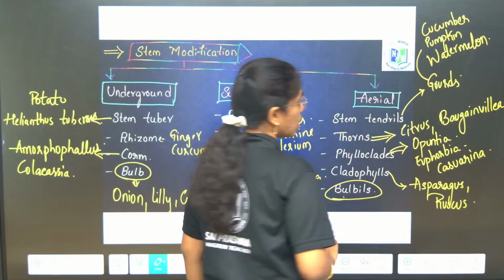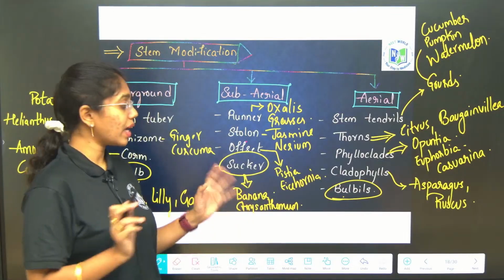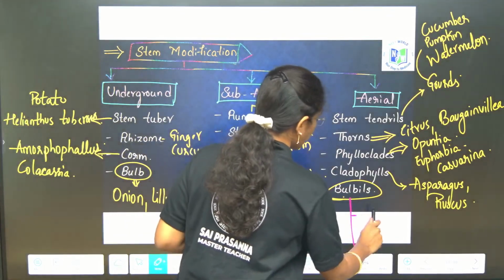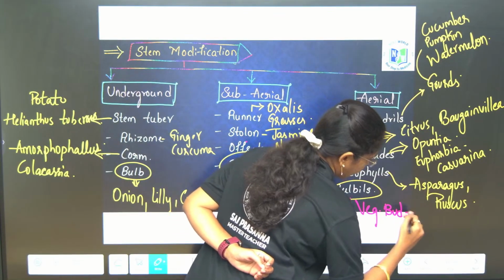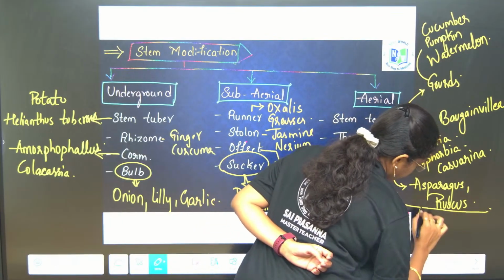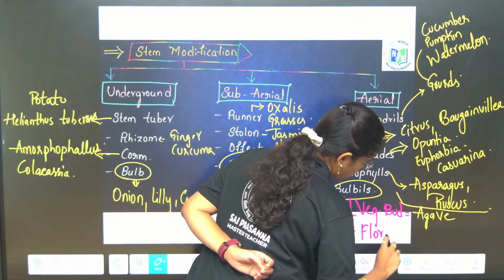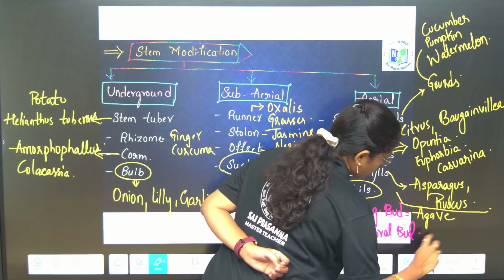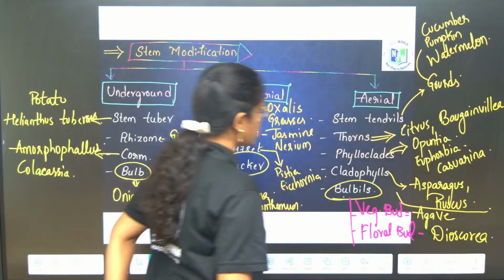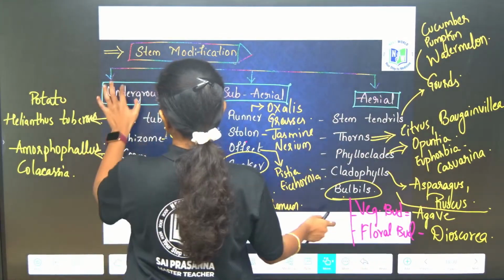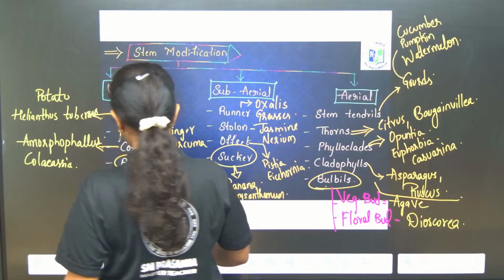Next is bulbils. The shoot buds will store food materials. Based on vegetative buds or floral buds, we have two examples. If vegetative bud is storing the food material, the example is agave. Agave is the example. If floral bud is storing the food material, Dioscorea. Fine. Vegetative bud or floral bud, that is Dioscorea. Fine, right? Take a screenshot of it.